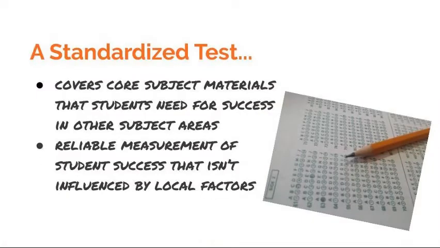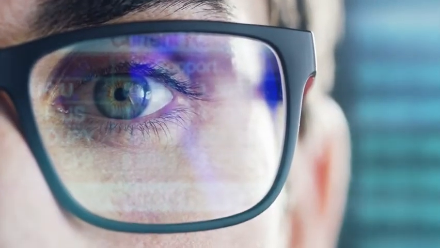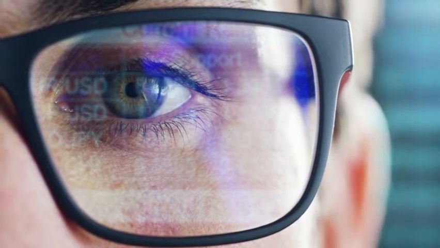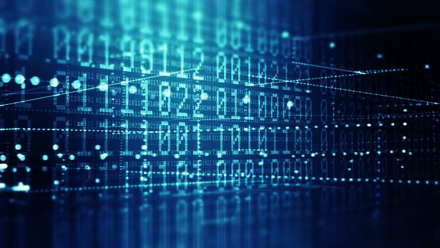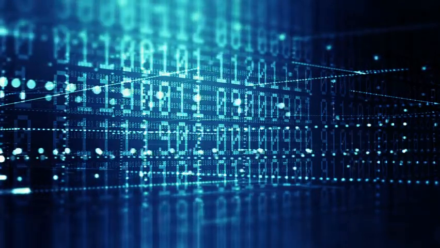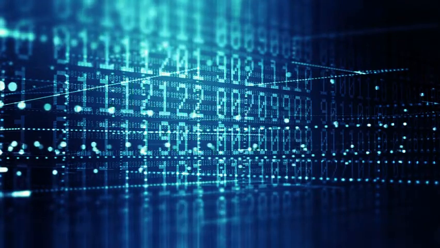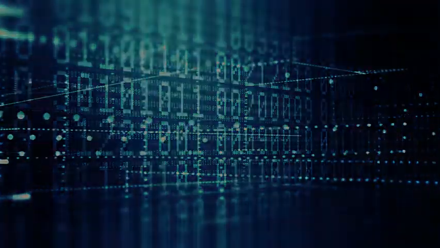What these tests do is allow for comparisons to be made among schools in regards to student achievement. They ensure accountability for teachers, and they have the ability to inform instruction for educators. Standardized tests allow for a reliable measurement of student success that isn't influenced by local factors. It is a system that looks at every child through equal eyes. Because standardized tests are graded by computers, they are not as subject to human bias and subjectivity, which makes them a more accurate reflection of student success.